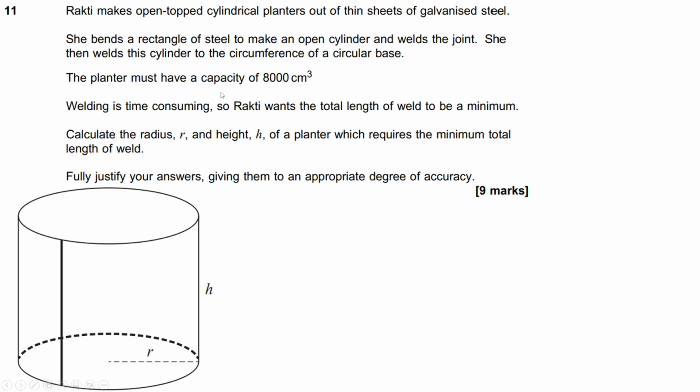This is an optimization question. So we're told that the volume is 8,000. Another way that we can write the volume is pi r squared h. So pi r squared h equals 8,000, and what I'm going to do is rearrange for h.